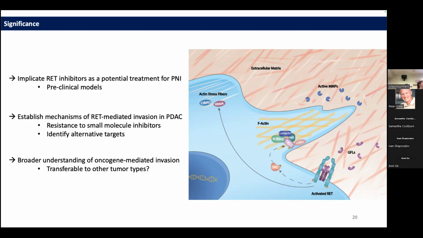It will also establish mechanisms of RET-mediated invasion in PDAC, which is important because there's a huge problem with resistance to small molecule inhibitors. If we identify alternative targets in this pathway, that can perhaps reveal other ways of abolishing this process, or at least impeding it for a small amount of time, hopefully. And then finally, a broader understanding of oncogene-mediated invasion in general and metastasis. This could perhaps be transferable to other tumor types that also exhibit increased receptor tyrosine kinase activation.